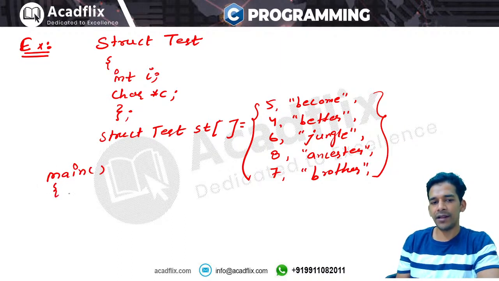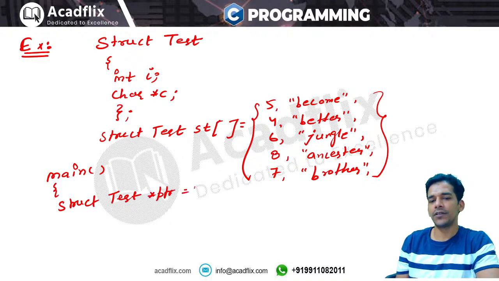So first I am declaring a pointer of structure type, struct test star ptr, equals to st. This pointer is pointing to this particular array. Okay, then I am saying ptr plus equals to 1.